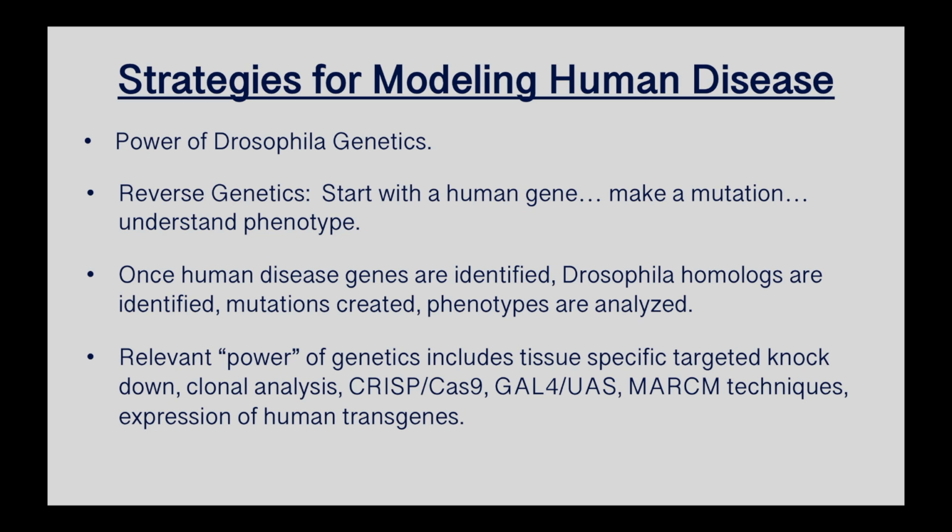We can also utilize what's called clonal analysis, and that will allow you to make very specific mutations that are expressed only in a population of cells that you want to express that mutation in. CRISPR-Cas9, the fly is amenable to that genetic technique, the GAL4/UAS system, the MARCM technique, and we can also express human transgenes. So we can actually take a human gene, we can put it into a fly, and we can express that human gene or human mutations within very specific Drosophila tissues. And I'll discuss some of these techniques in more detail.